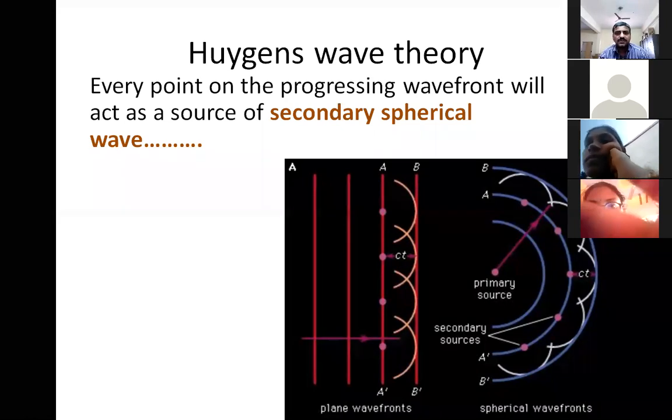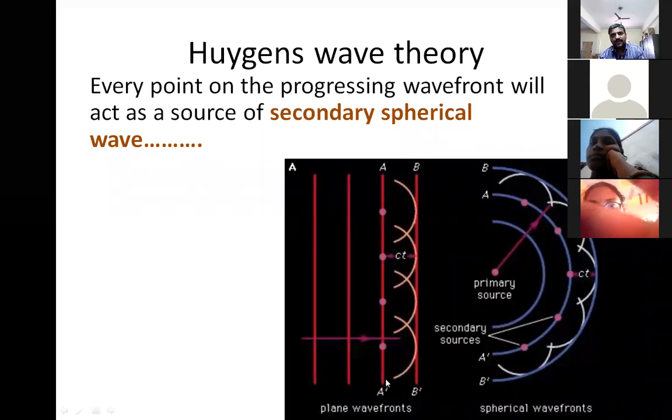Okay, so here please pay attention. We have the same principle. Every point on the progressing wavefront will act as a source of secondary spherical waves. In the lower picture, please observe the red lines. These red lines are parallel lines. They are representing the wavefronts, plane wavefronts. As I mentioned, in Fraunhofer's class we are going to deal only with plane waves, right? So these plane waves are coming from infinity, and what Huygens said is that every point on this wavefront, you can take A dash as an example of one wavefront.